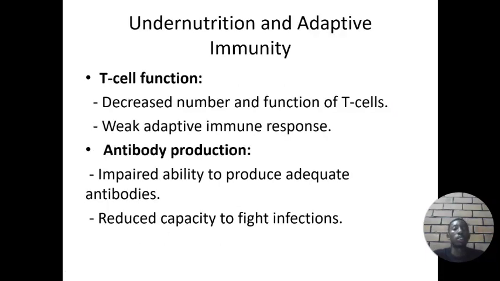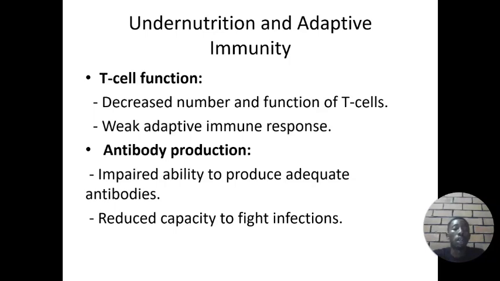Another is T cell function. We're going to continue about adaptive immunity. As we said before, there is innate and adaptive immunity. Undernutrition will cause deficiency or problems in innate and adaptive immunity. Let me continue about adaptive immunity. First, it's about T cell function. It reduces the number and the function of T cells and weakens adaptive immune responses.